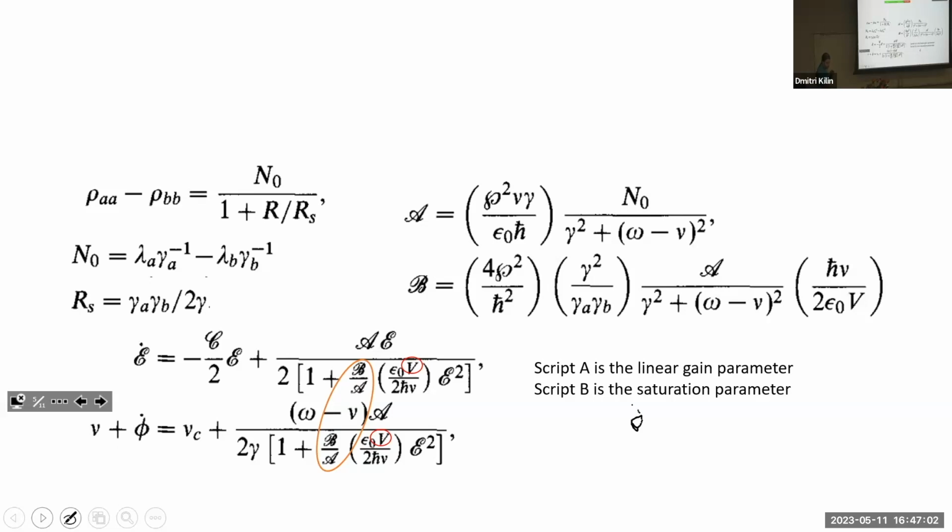So is N naught like how many more excited atoms you have than relaxed, essentially? I think in a way, yes. It shows how much of them were lost, right? Population in steady state solution for population inversion. But is N naught the initial population? No, steady state. Steady state, yes.